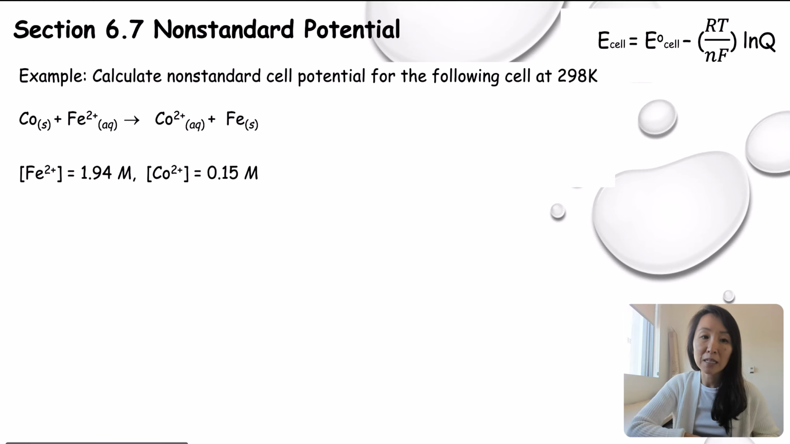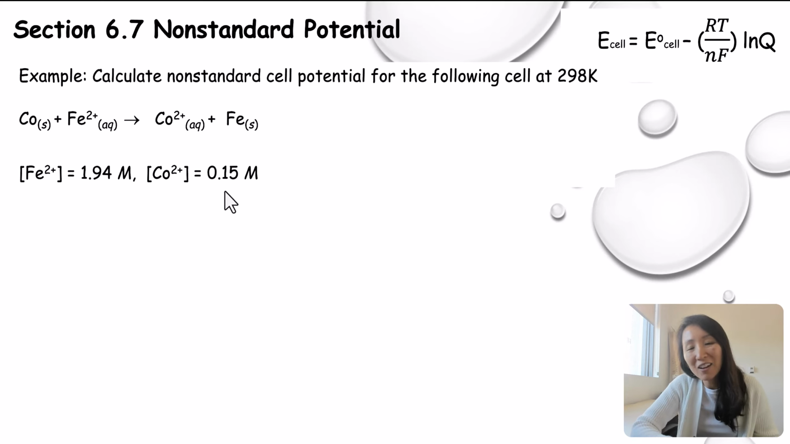Here's a problem that says, calculate the non-standard cell potential for the following cell at 298 Kelvin. You may say, well, it's at 298 Kelvin, so it's at standard. Well, it's not exactly at 1 molarity, so it wouldn't be at the standard condition, but rather at a non-standard condition. It's also giving you the molarity of the iron 2 plus and the cobalt 2 plus.